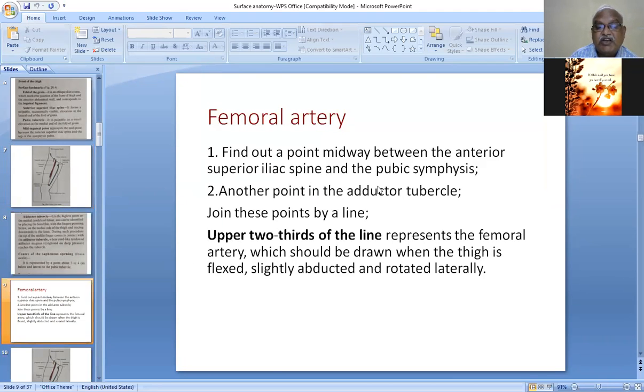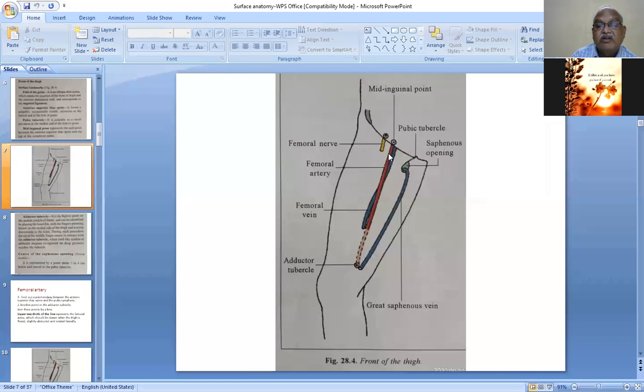Another point is the adductor tubercle. Join these points by a line. This is the adductor tubercle, present on the femur bone in the thigh. In the lower part, the lateral condyle is there, and on the medial part the medial condyle is there. This is the highest point of the medial femoral condyle. That is, on the medial side, the adductor tubercle is there.